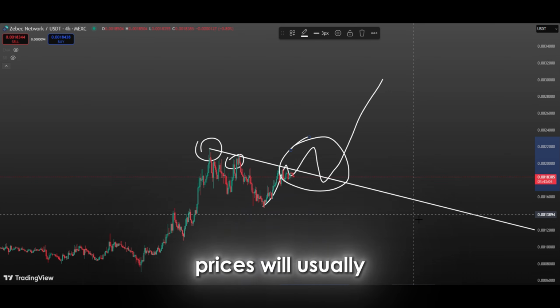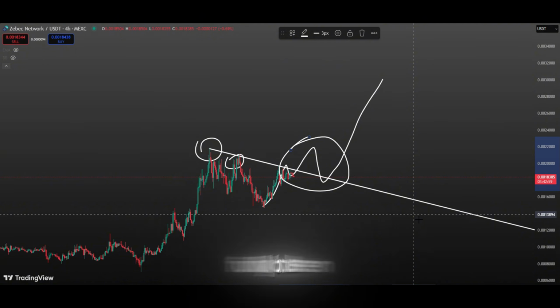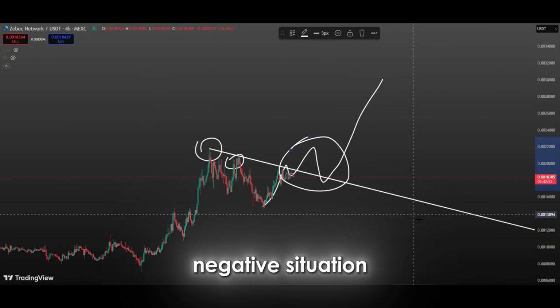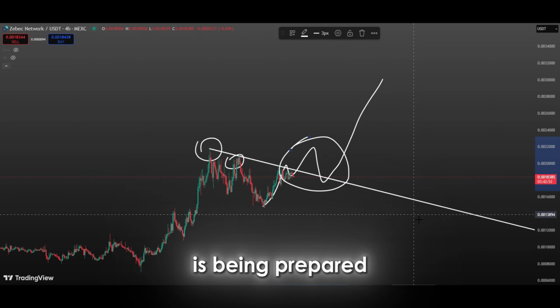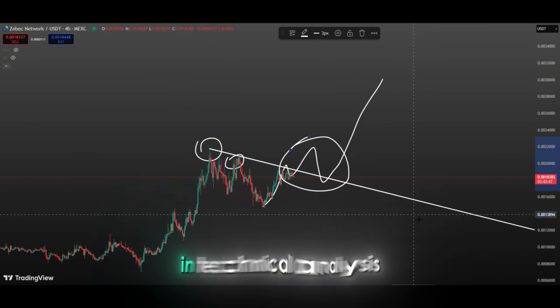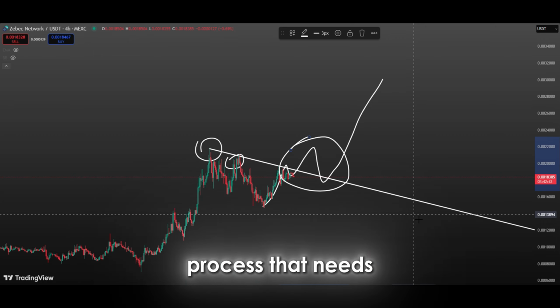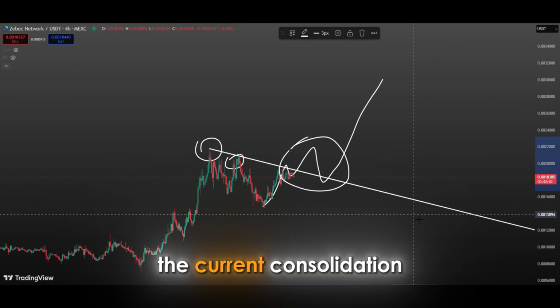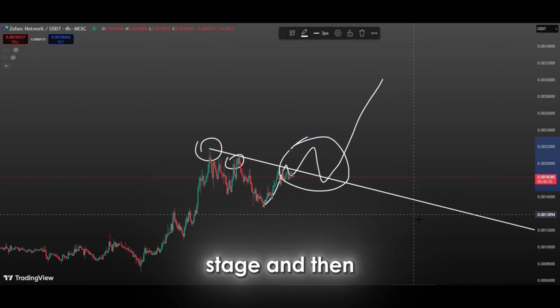And after such breakouts, prices will usually trend upwards towards certain target zones. While the fact that the price has not yet fully broken this downtrend may seem like a negative situation at this stage, it actually indicates that we are in the accumulation phase and the ground is being prepared for a potential breakout. One of the frequently used expressions in technical analysis, patience wins, also applies here. Because breakouts cannot be rushed, it is a process that needs to mature. The current consolidation is part of this process. In such areas, the price gets stuck, reaches a decision stage, and then sets its direction. Once this indecision is resolved, the price usually moves quickly in the direction of the breakout.